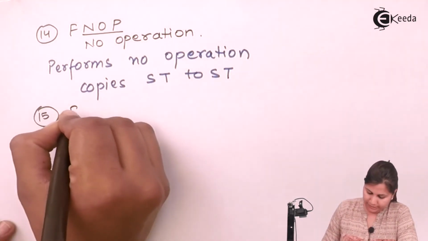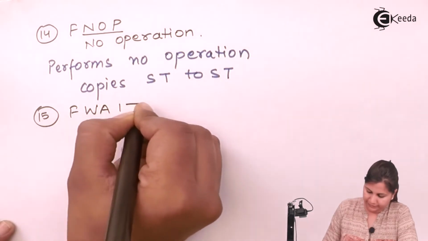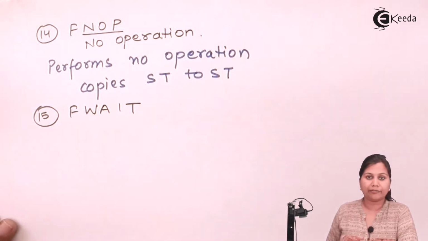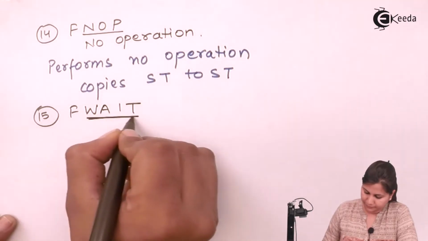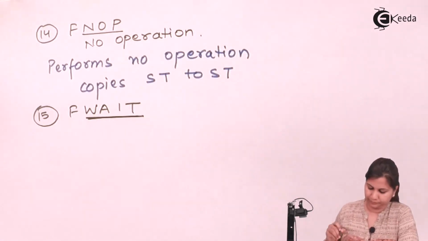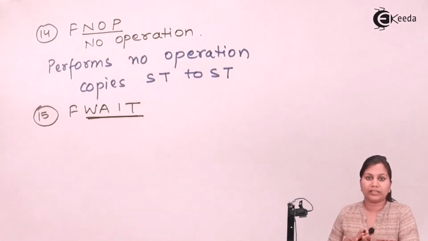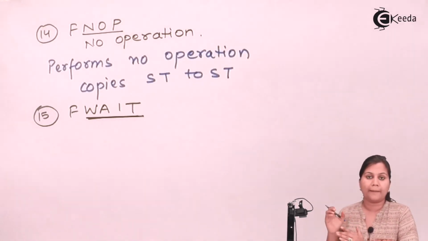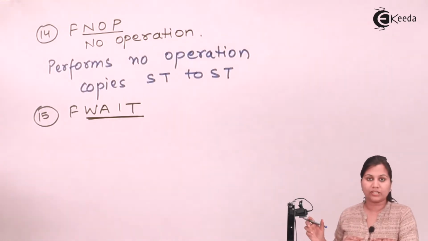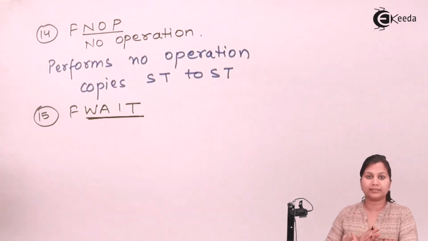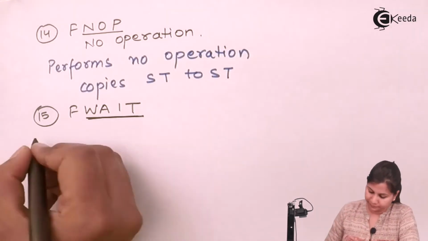Next instruction is FWAIT, that is F wait. So this instruction basically makes the microprocessor 8086 wait until the 8087 is compatible to communicate with it.